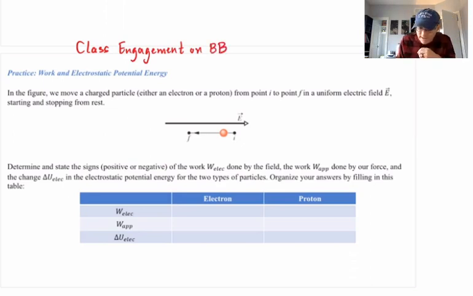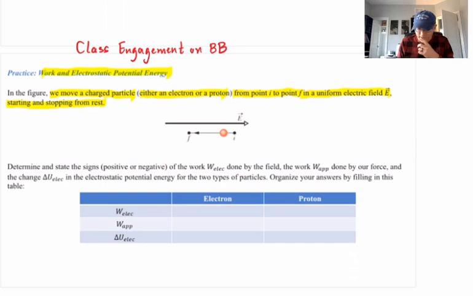Work and electrostatic potential energy. And this is really practice with ideas from both of the video lectures, part 1 and part 2. All right, in this figure, we move a charged particle. Well, it's either an electron or a proton from point I to point F, and that happens in a uniform electric field E, and the particle starts and stops from rest. See the electric field? It points to the right. It's uniform. You see our particle? It's going from I to F, going to the left.